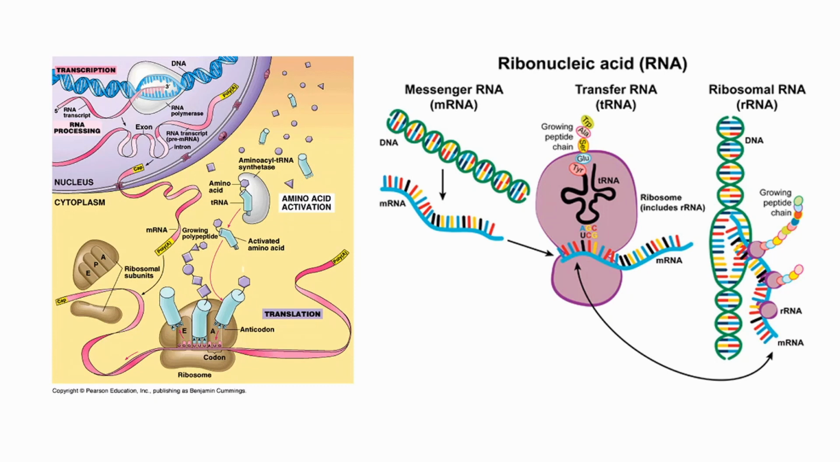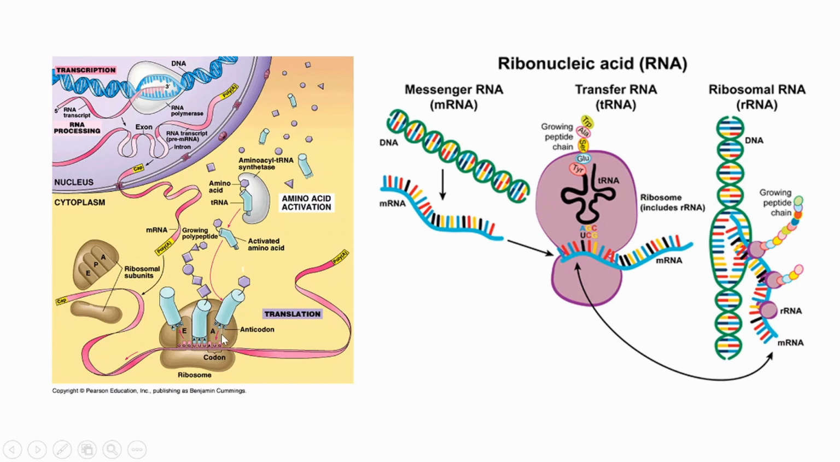So mRNA, messenger RNA, is going to join up with our ribosome. And our ribosome is made up of protein as well as rRNA, or ribosomal RNA. The ribosome is going to be the factory where we can assemble things together, and the mRNA will serve as the instructions so that the ribosome knows what to bring in. We're bringing in our amino acids via tRNA, or transfer RNA.